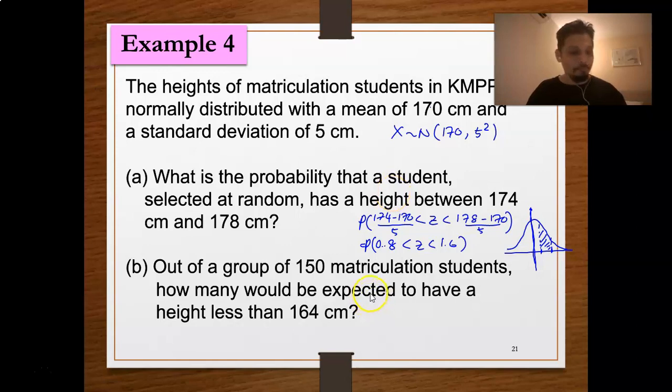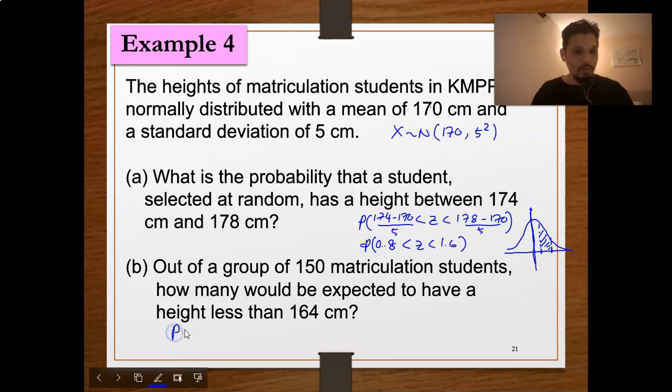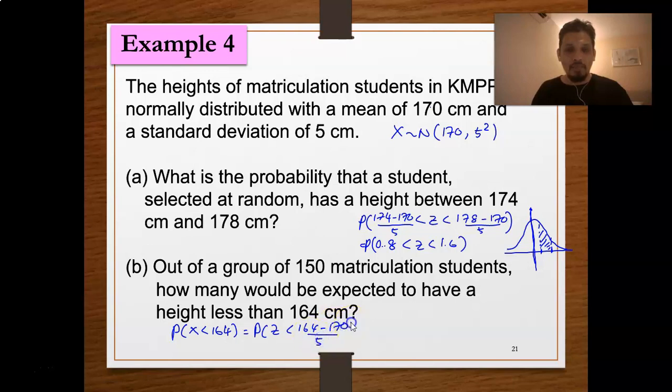Okay, so then, out of a group of 150 of these matriculation students here, how many would be expected to have a height less than 164? Okay, so I just give you the rough calculation of the solution of this. So again, it is probability of X less than 164, which is equal to probability of Z, 164 minus 170 divided by 5. Okay, so it is probability of Z less than negative 1.2. Okay, and for this one here, it gives you 0.1151.